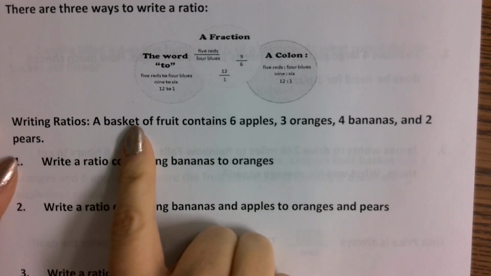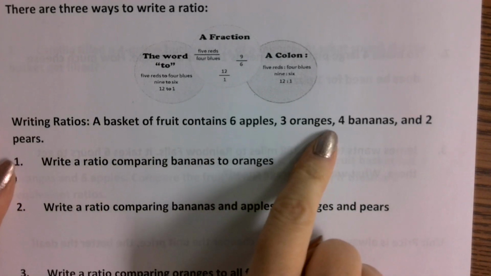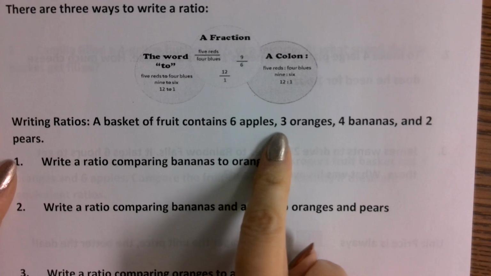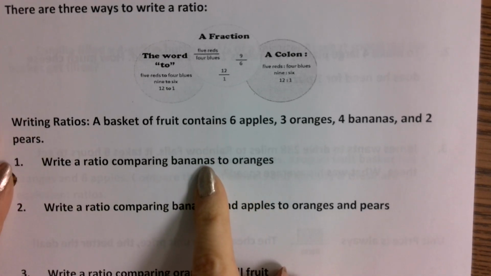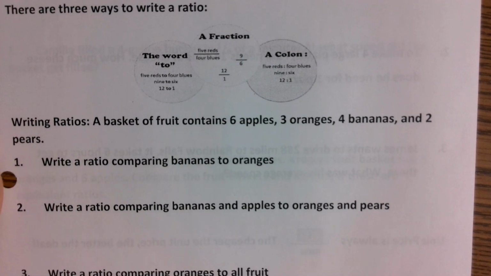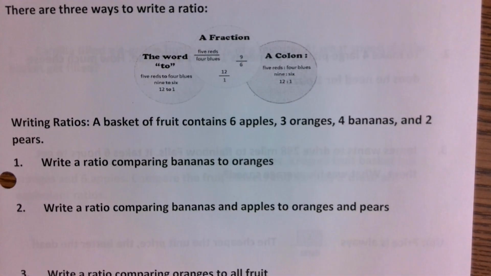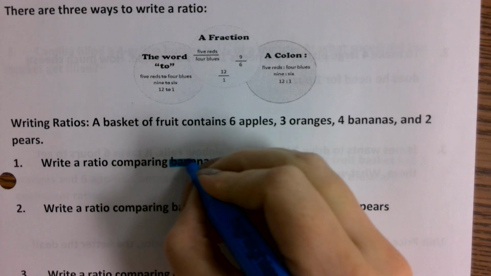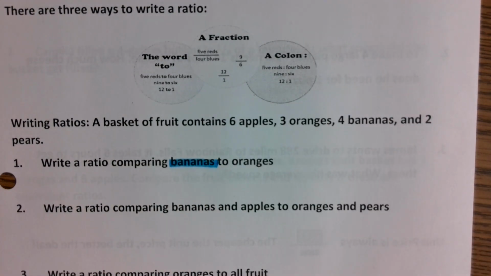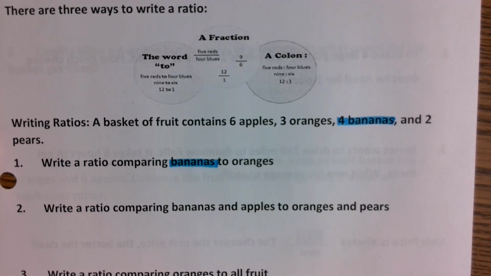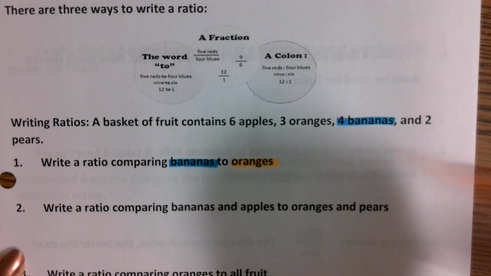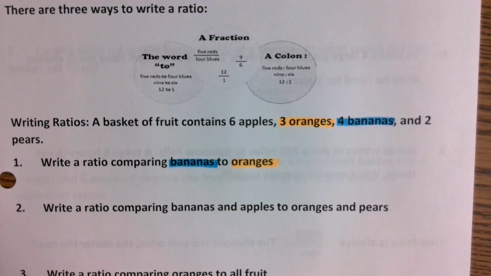So, writing a ratio. If we have a basket of fruit that contains 6 apples, 3 oranges, 4 bananas, and 2 pears, I'm going to write a ratio comparing the number of bananas to the number of oranges. First I identify how many bananas are in the problem. 4, right? It says it right here, 4 bananas. Then I identify how many oranges. I've got 3 oranges.